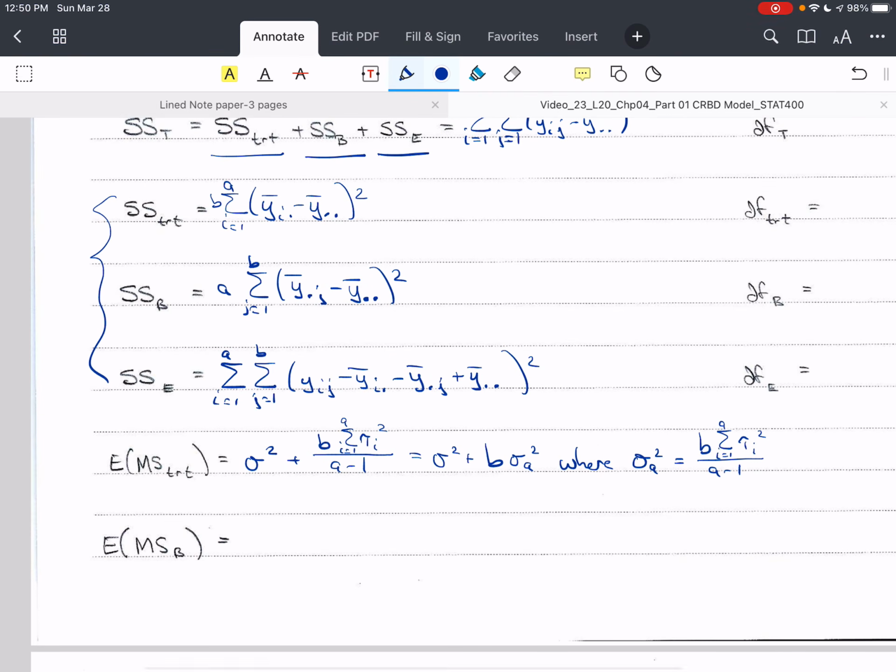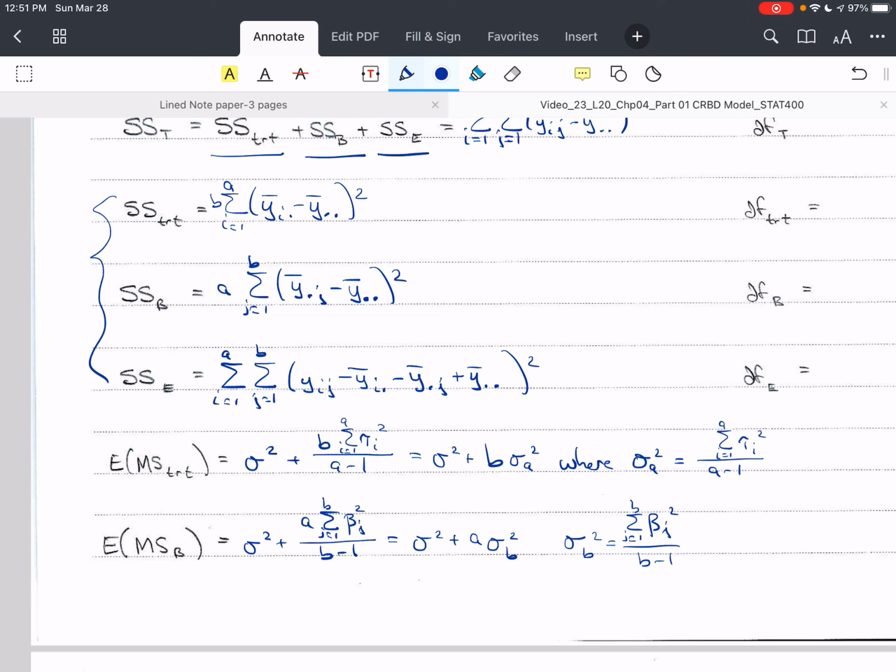And then the expected value of the mean square for the blocks is going to be sigma squared plus a times the sum from j equals 1 to b of beta j squared over b minus 1. And again, we're going to call this sigma squared plus a sigma b squared. Okay, so I need to take out this b up here because I have the b right here, okay? And then for this one, this means that sigma b squared is going to be the sum of beta j squared from j equals 1 to b over b minus 1.